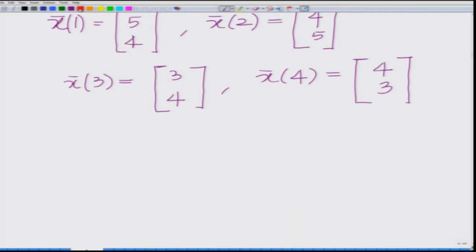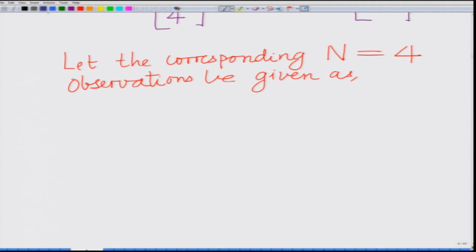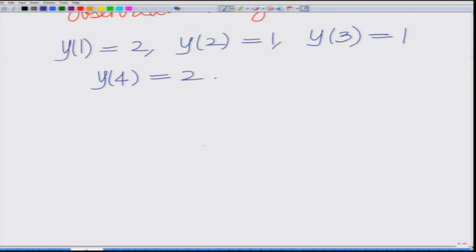These are the 4 pilot vectors. Corresponding to this we will have n equal to 4 observations. Let the corresponding observations be given as y1 equals 2, y2 equals 1, y3 equals 1, y4 equals 2.